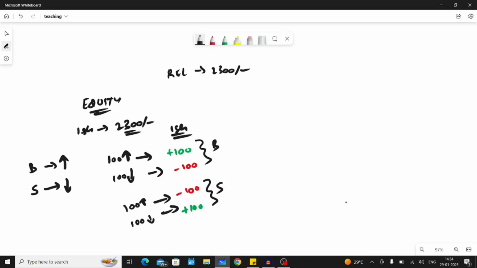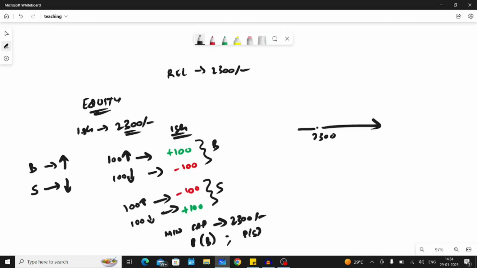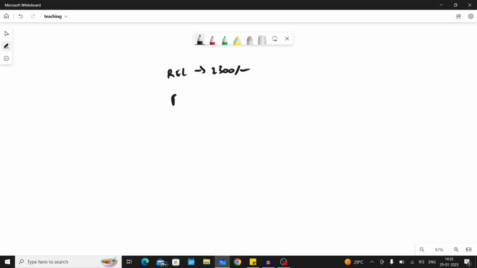So, what is the minimum capital required in this scenario? It is 2300. That is one share. Similarly, what is the probability of a buyer and the probability of a seller? See, this is 2300. The price can either go up or go down. So, the probability of a buyer is 50%, and the probability of a seller is also 50%.